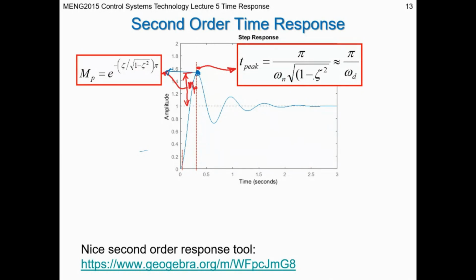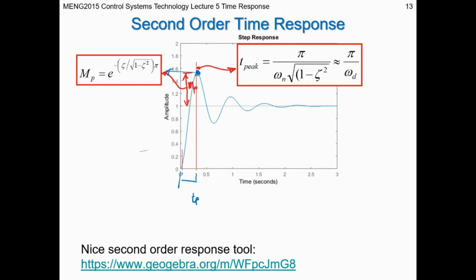This term, omega n root 1 minus zeta squared, which we called B just above, is also known as omega d, or our damped natural frequency. So our time to peak is pi over our damped natural frequency, and that gives us this time, right? We're looking at the time from 0.